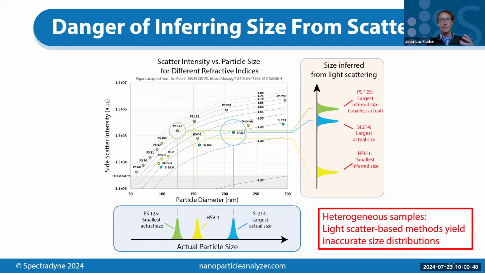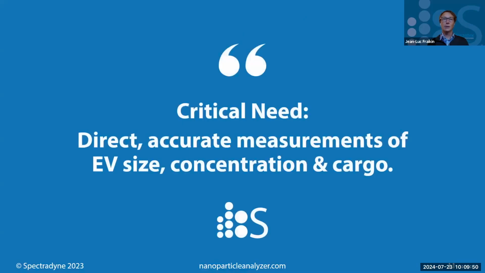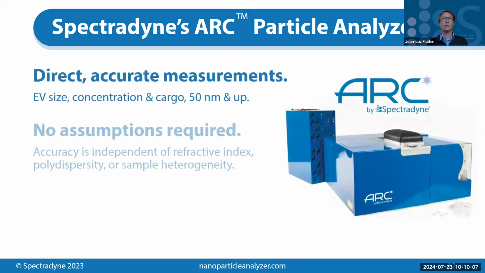So there is still a critical need for direct and accurate measurements of EV size, concentration, and cargo, even though all the flow cytometry companies are piling in with more and more sensitive flow cytometers. They're not accurately measuring the size distribution of these particles, okay? This is where Spectradyne comes in.